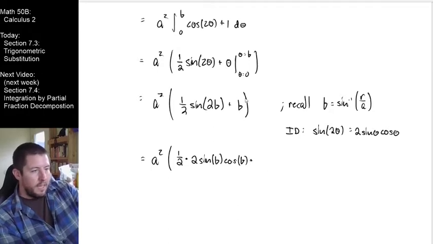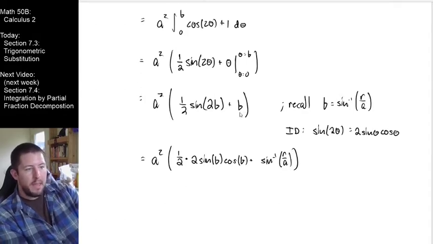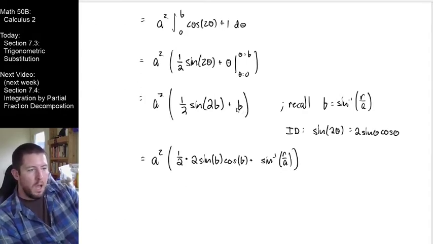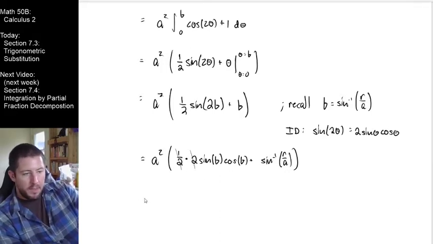plus, this b looks like it's just going to be what it's going to be right there, right? It looks like I'm just getting sine inverse of r over a. I don't see anything else I'm going to do to play around with that b. So what do we got? It looks like our 1/2 and our 2 are going to cancel right there. I need to be able to figure out what these are going to be now.